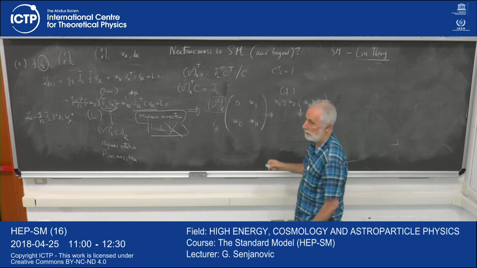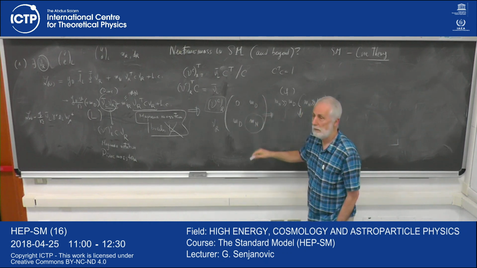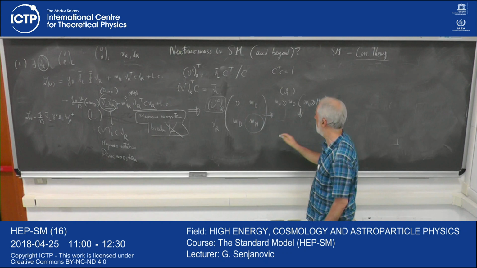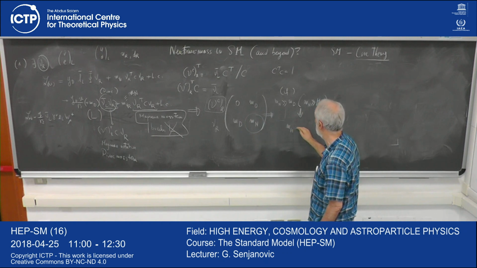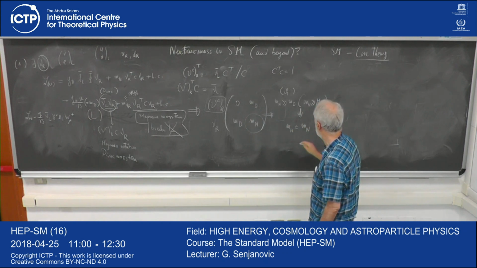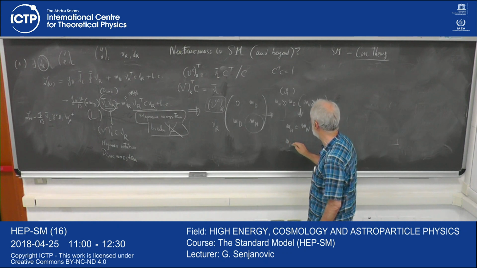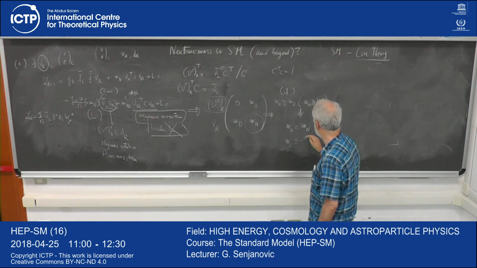What were they? Well, obviously one is Mn, because this is very tiny. So we call it M heavy. And the other is m light is minus m Dirac squared over Mn.